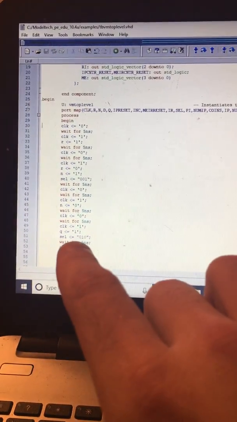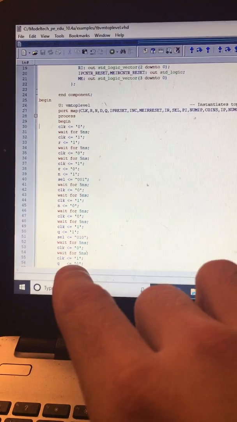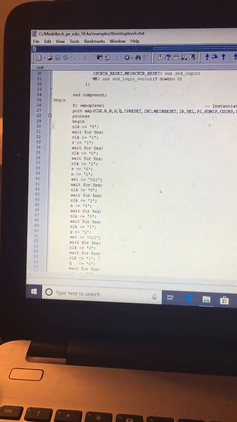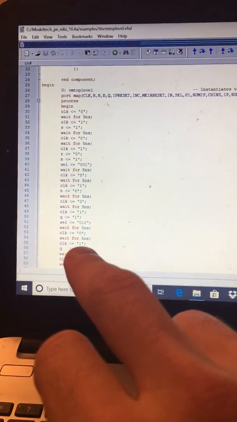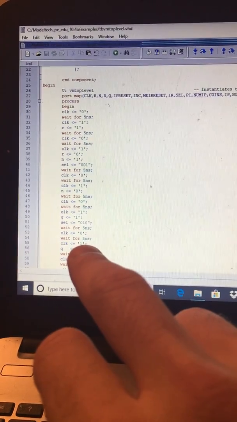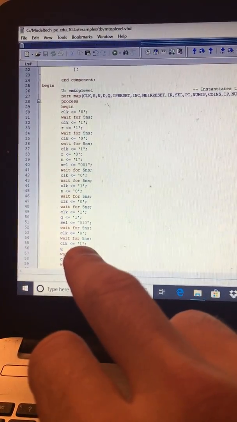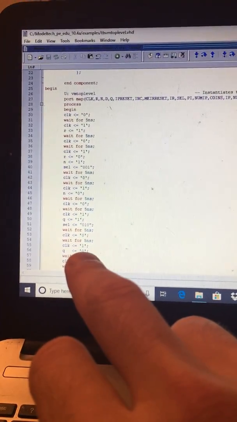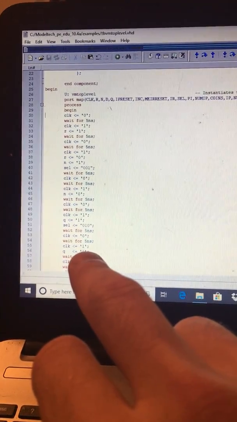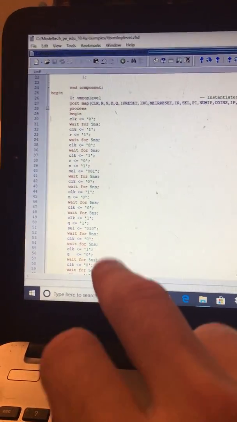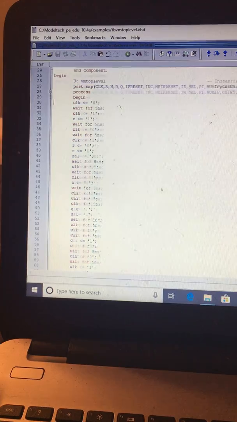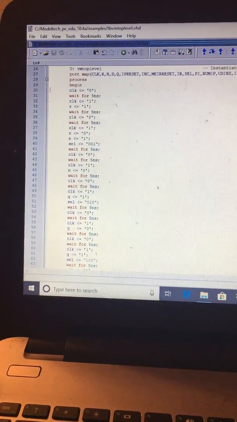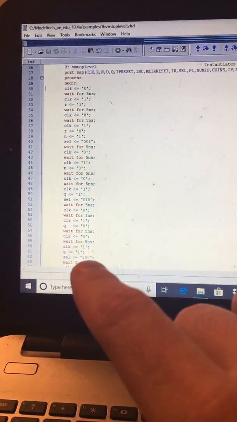Okay, quarters being inserted, item 2 is being selected. So right here at the next rising edge, we will go to state 25. And since item 2 is being selected, the chips are going to be outputted. And it's going to go back to state 0 right here, and a quarter is inserted.